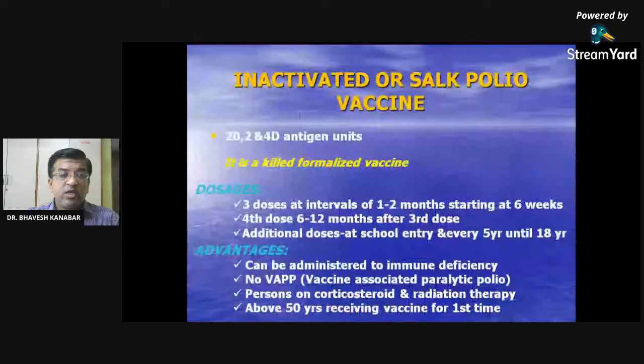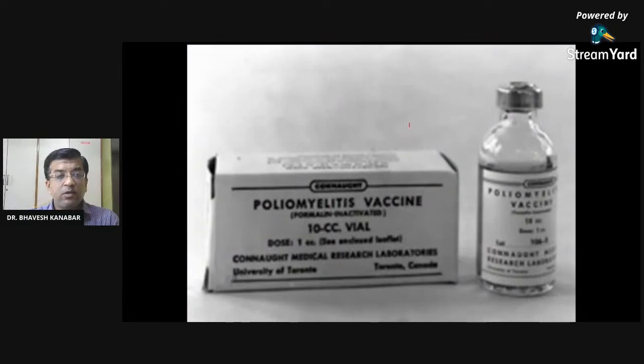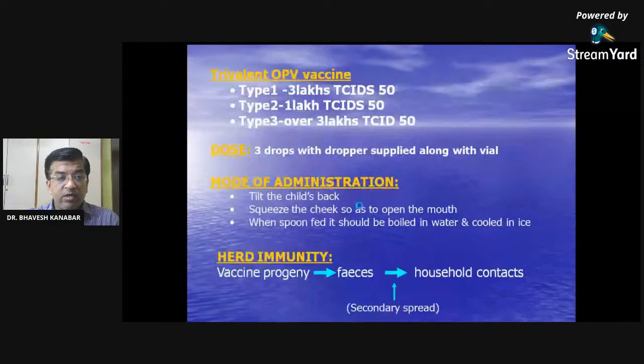Right? So for this inactivated or Salk vaccine, the killed vaccine, 3 doses are given at an interval of 1 month, not 1 to 2 months, starting at 6 weeks. OPV 0 is given at birth. Then after this, 6 week, 10 week, and 14 week. Just remember that. No need to go into other detail. So that is the polio vaccine. Just remember the dose.